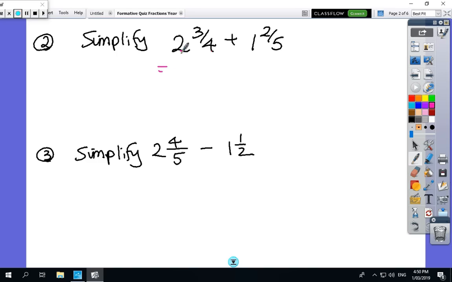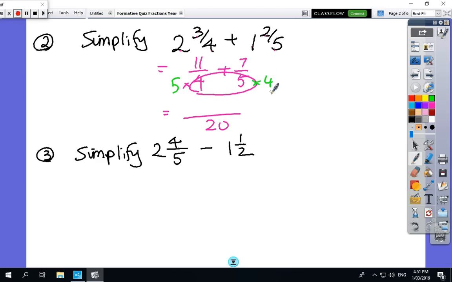Okay, so 4 2s are 8, plus 3 is 11 over 4, plus 5 1s are 5, plus 2 is 7 over 5. The lowest common denominator of 4 and 5 is 20. So this number is being multiplied by 5, and this number is being multiplied by 4 to get to 20. So whatever you times on the bottom, you times on the top.